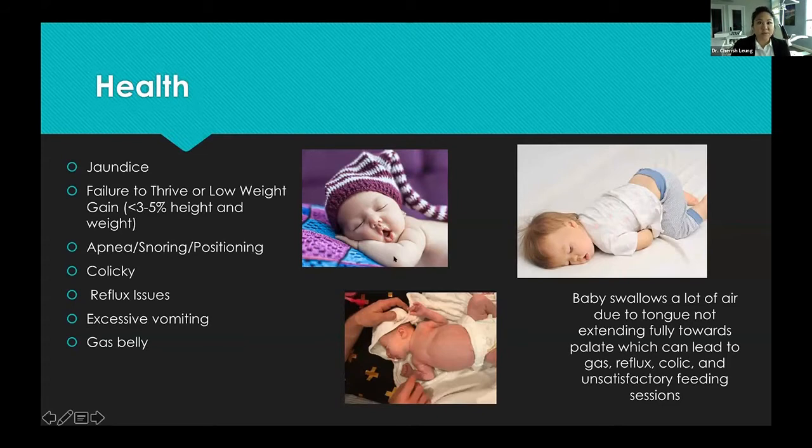Is the baby sleeping with their mouth open like that? Babies aren't supposed to sleep with their mouth open. So it might be an indication that something's going on with the airway, possibly due to that tongue positioning.